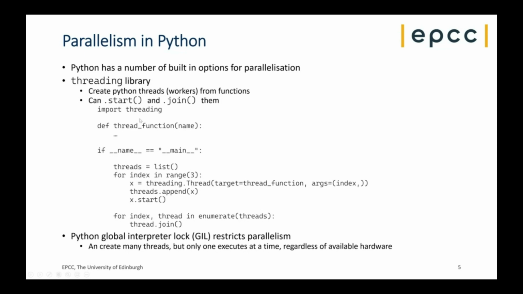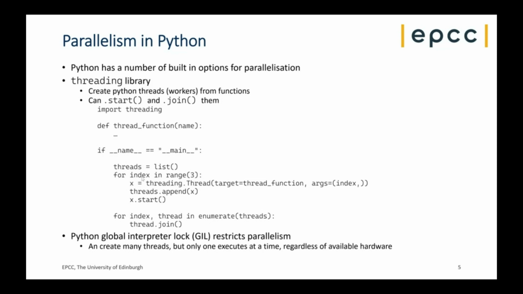And it looks a bit like this. You define a function, use a threading library, and then you create threads and you start them, and then you can join them at a later date and wait for them to finish or automatically finish them. And if you were running this kind of threading in C++, then you could do parallelism there. You could get all those threads working at once.